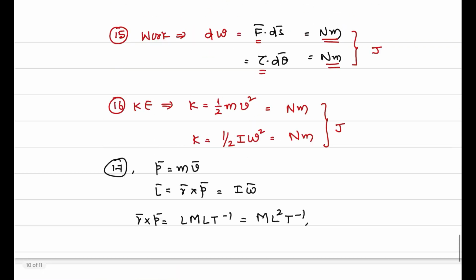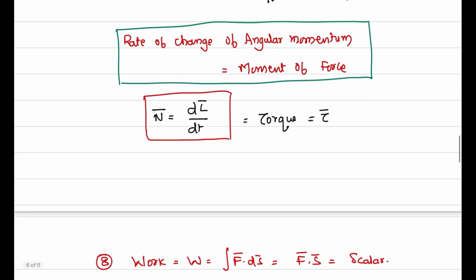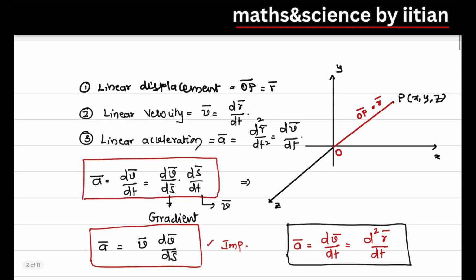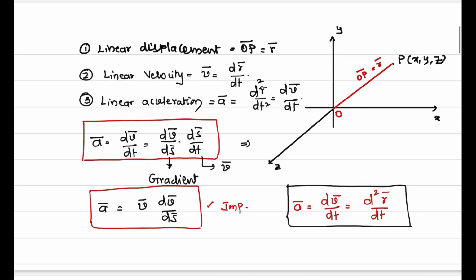And with this, what are the quantities we have learnt? Let us have just a brief one by one, and we will close this chapter. We will close this lecture. Linear displacement is equal to r, that's a vector. Linear velocity dr by dt, that's a vector. Linear acceleration d square r by dt square, that's a vector.